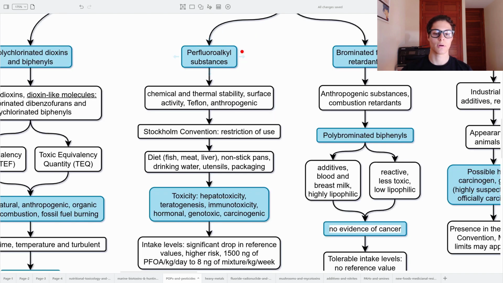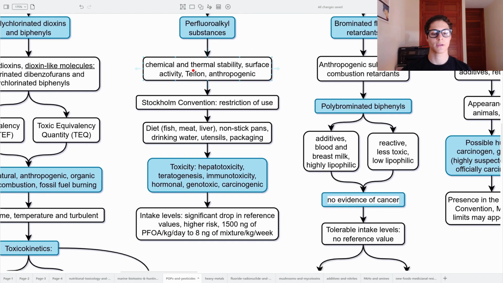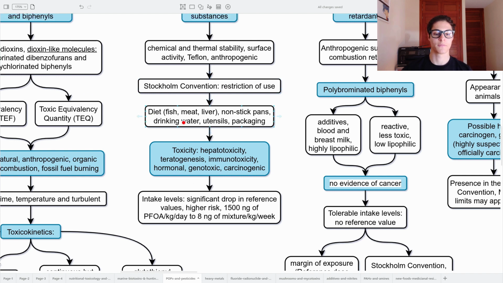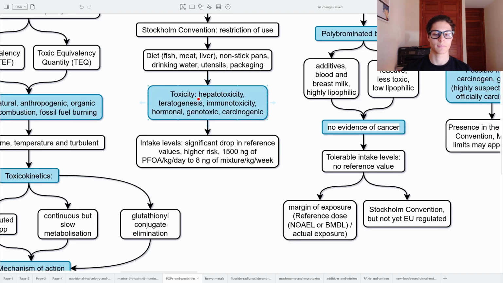Then we have the perfluoroalkyl substances. These have chemical and thermostability. They have a surface activity, and they are correlated with Teflon, and they are anthropogenic. In the Stockholm Convention, they are in the annex of restriction of use. They come from the diet, from fish, meat, and liver, non-stick pans, important because of the Teflon, also from drinking water, utensils, and packaging. The toxicity: hepatotoxicity, teratogenesis, immunotoxicity, hormonal changes, genotoxic, and carcinogenic.